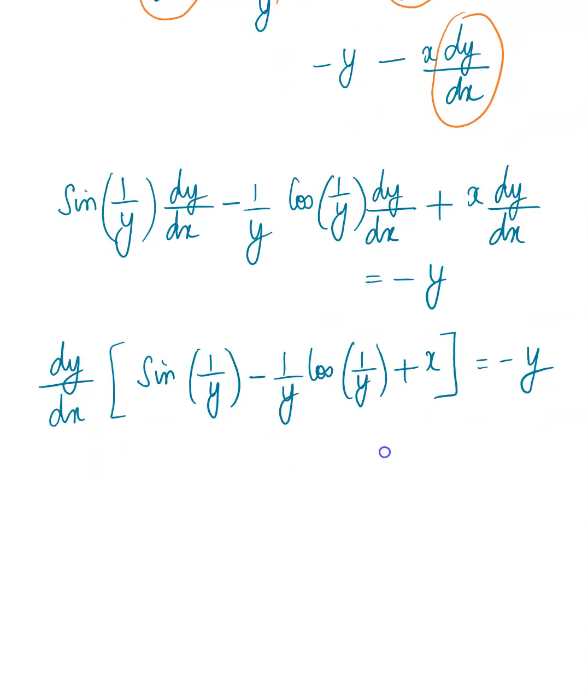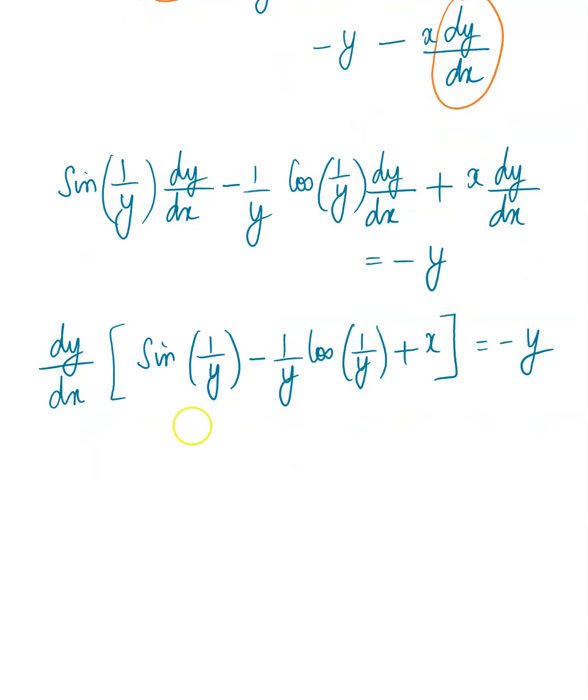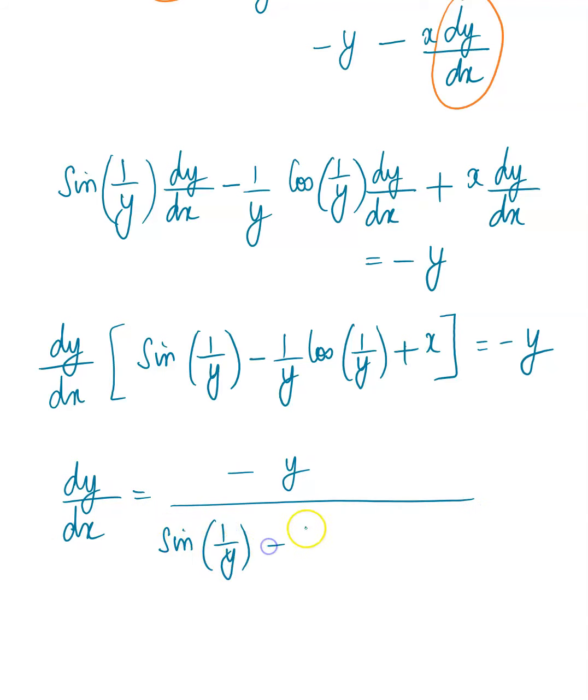Now we will have to divide both sides. I don't want to show too many steps, so I hope you'll understand that we divide both sides by the sine 1 over y minus 1 over y, this whole expression, right? And so dy over dx is negative y all over... Okay. Technically that is your answer.